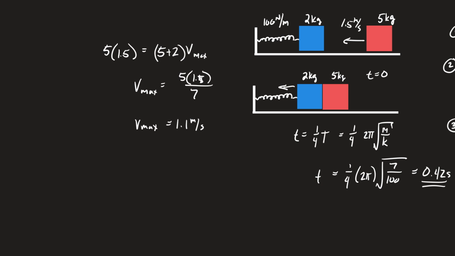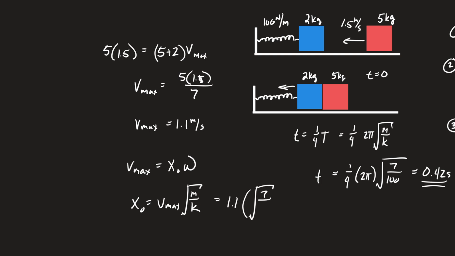But if I want x naught, well, I could use conservation of energy, or I can remember that V max equals x naught times omega. So x naught equals V max times the square root of m over k. Divide both sides by omega. I said, or do conservation of energy, first semester. You can use the second semester stuff, though. We know it now. So this will just be 1.1 times the square root of 7 over 100.